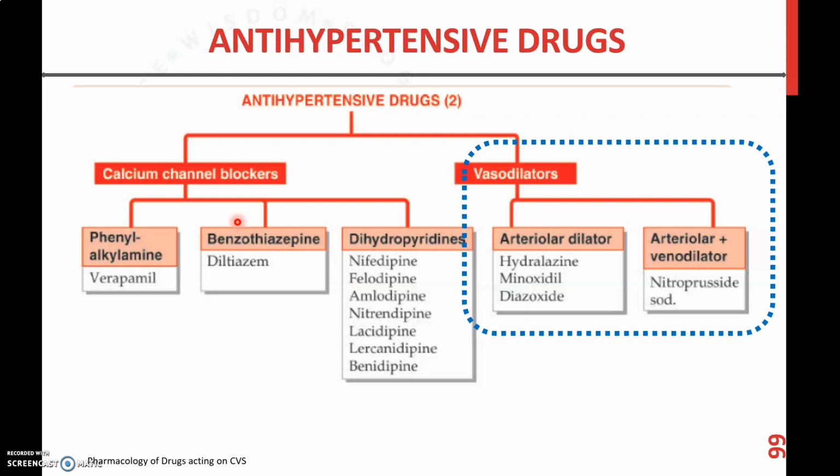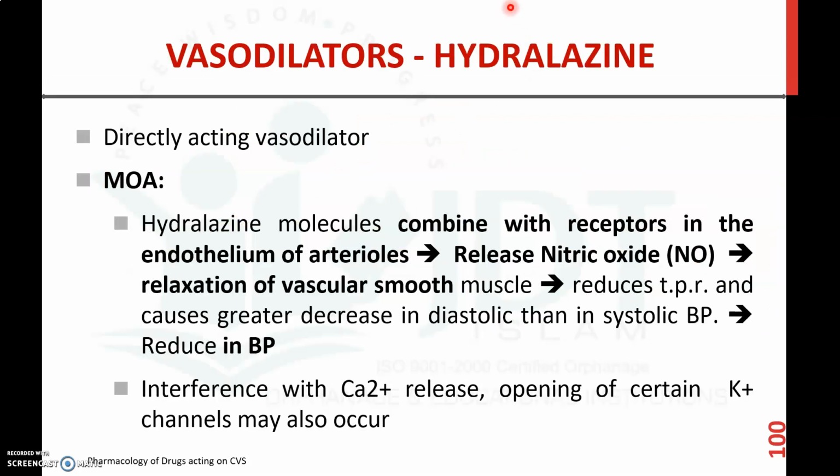So let's start with the next class of antihypertensive drug, vasodilators, that is hydralazine. This is a directly acting vasodilator, and the mechanism of action is: the hydralazine molecules will combine with the receptor in the endothelial arterioles and release nitric oxide, and this nitric oxide will produce relaxation of vascular smooth muscle. This relaxation will reduce the total peripheral resistance and cause a greater decrease in diastolic than systolic pressure. So it will reduce BP. That is the mechanism of the vasodilator hydralazine.